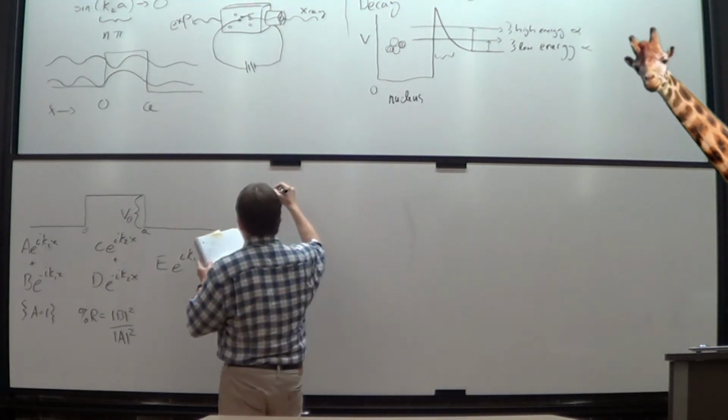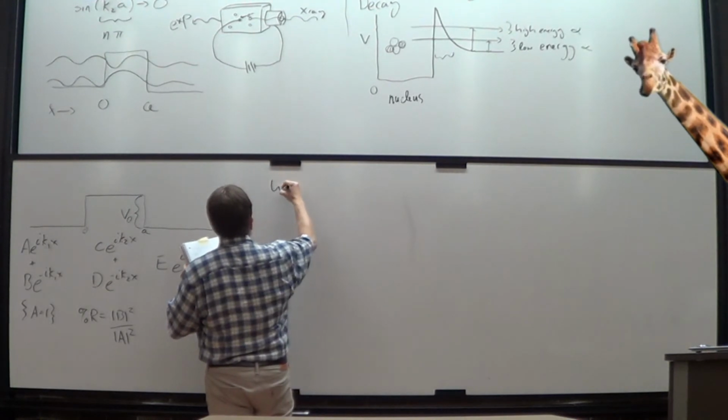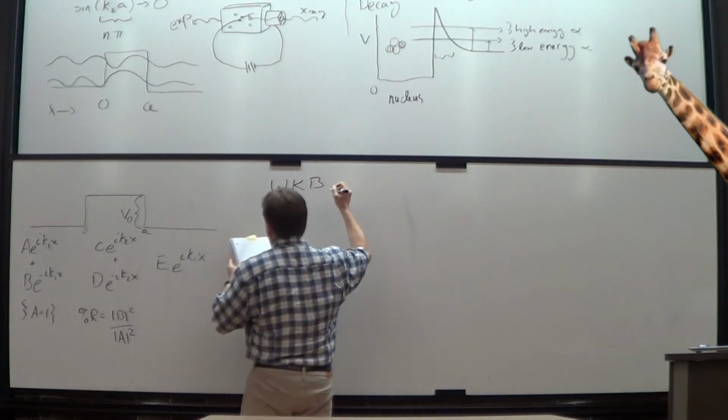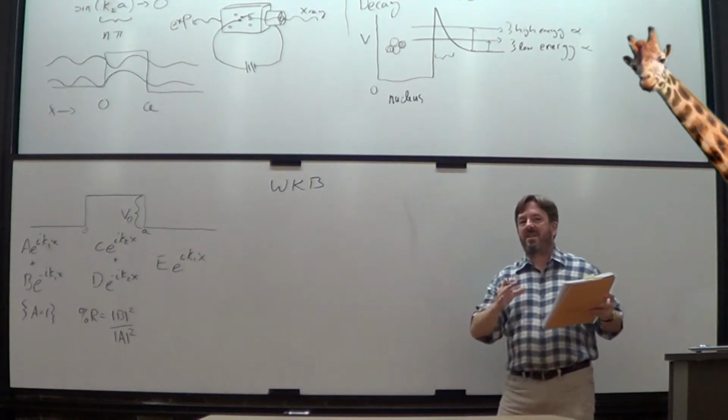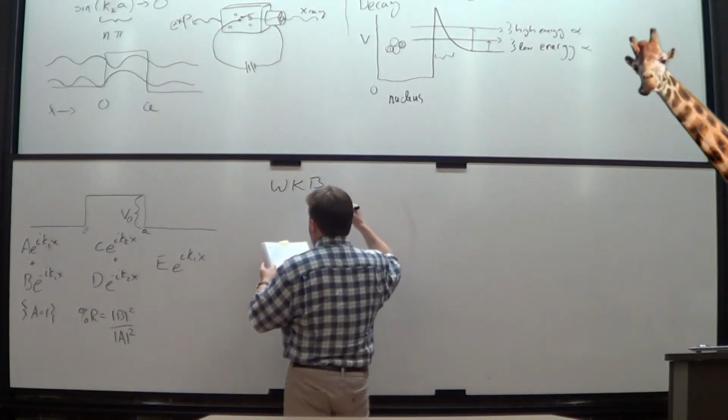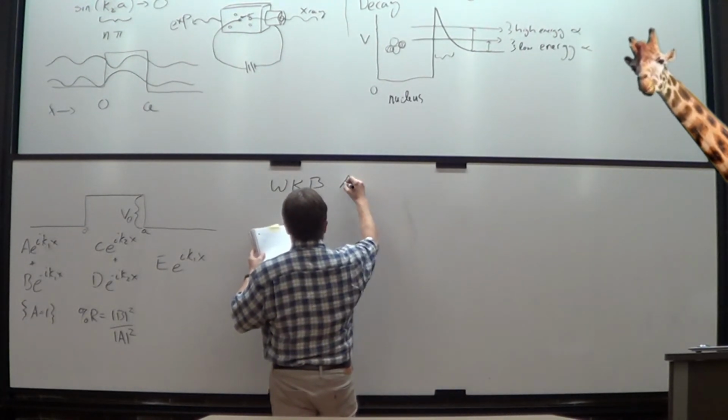What I want to do today is start talking about, I still want to do just a potential in X, one-dimensional, but I want to start talking about what happens when the potential surface is not flat, right? So that's real quantum mechanics. Okay, this is called the WKB approximation.